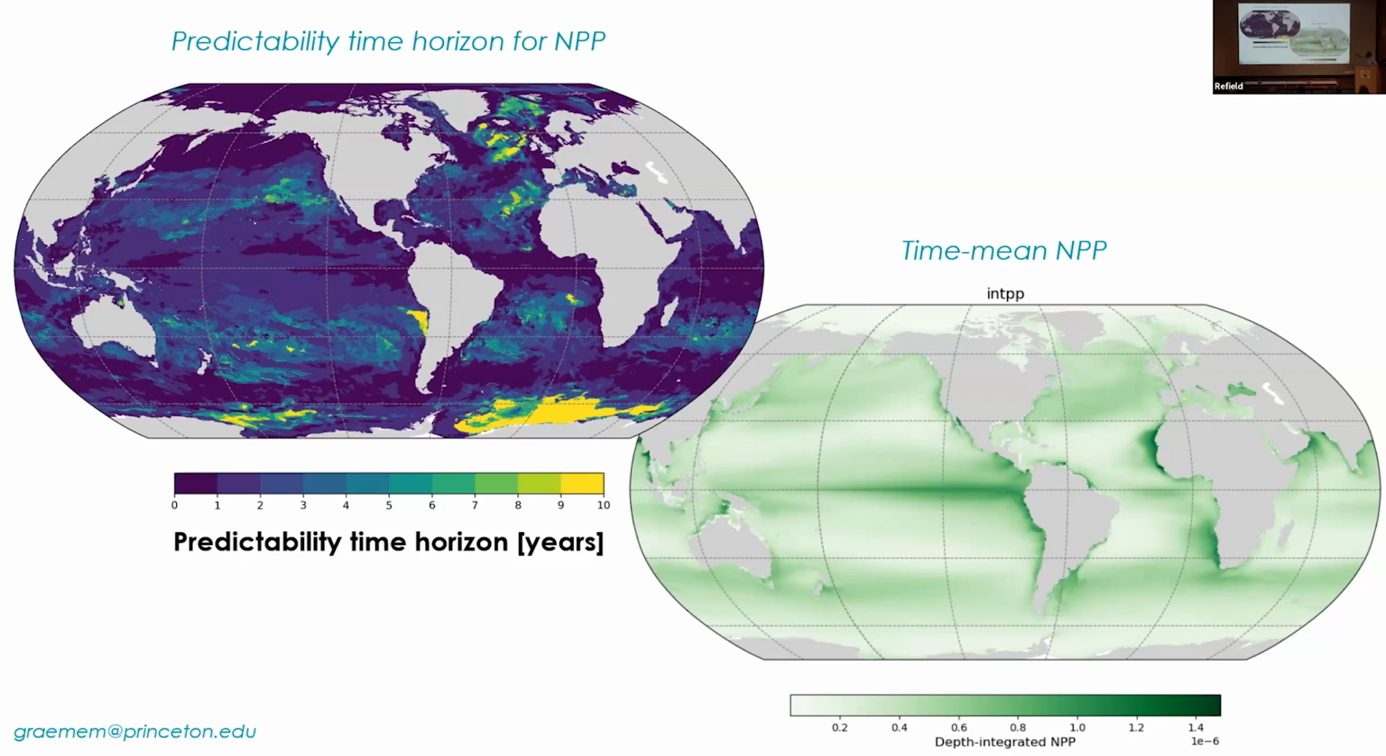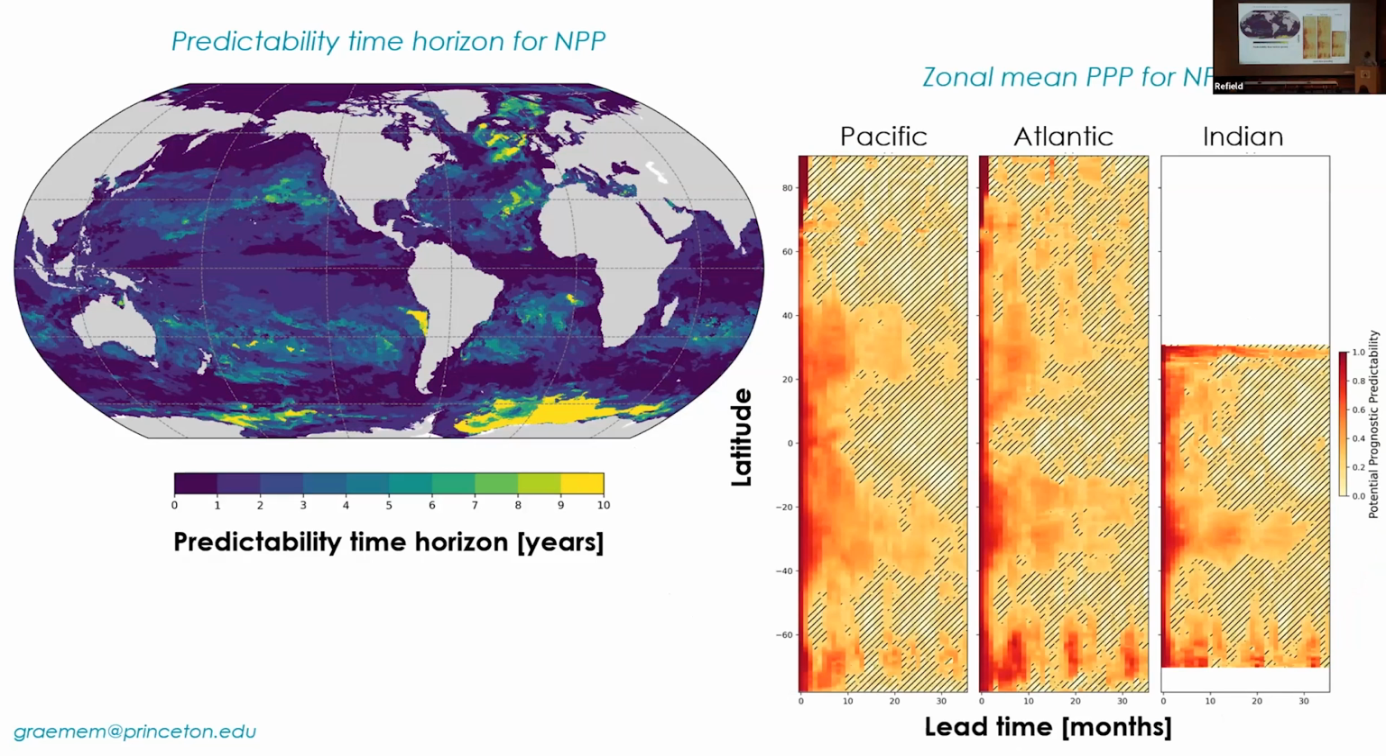Notably, some of the regions where there's high predictability do coincide with regions where there's not a lot going on. There's not actually a lot of primary production. Often the regions where there's more primary production have shorter timescales of predictability, but don't let the color bar fool you. These timescales of predictability are still relatively long. These are seasonal timescales for potential predictability in the system.